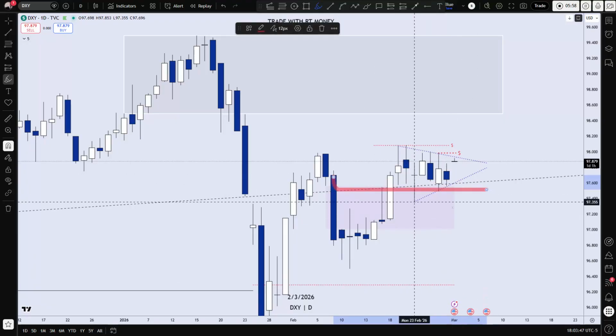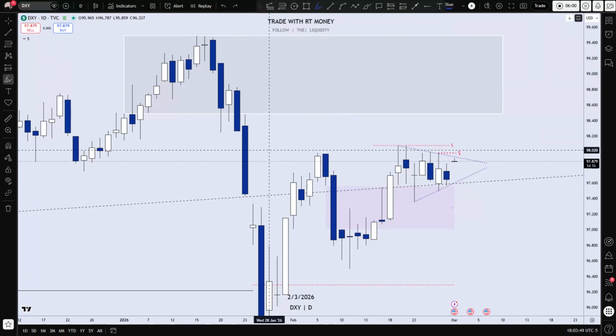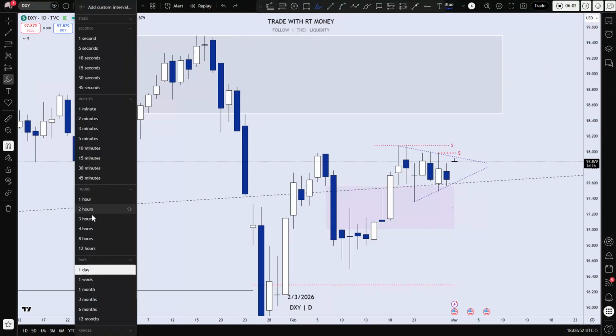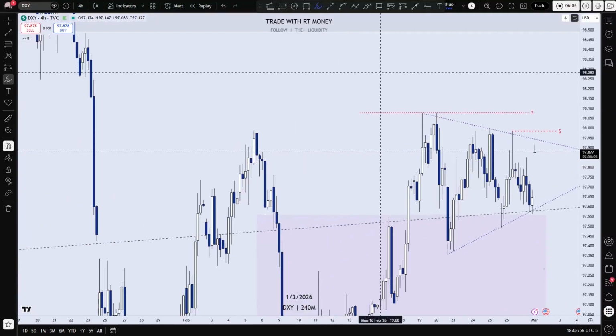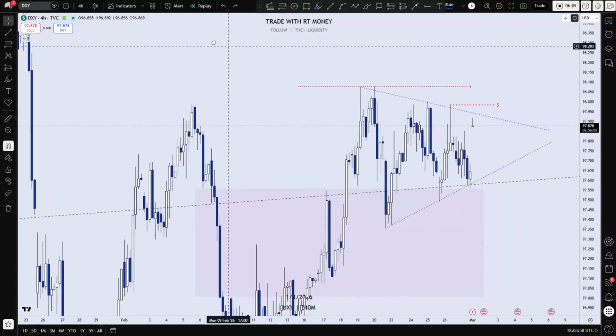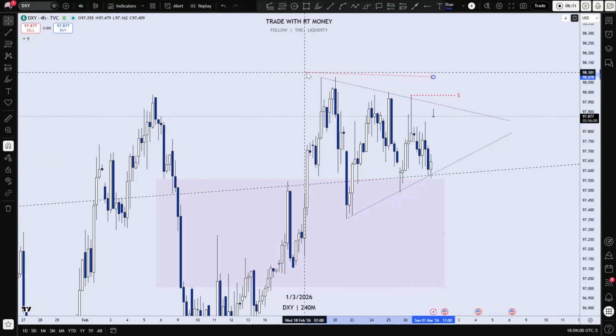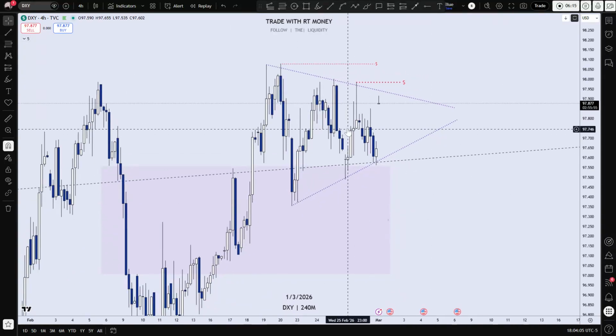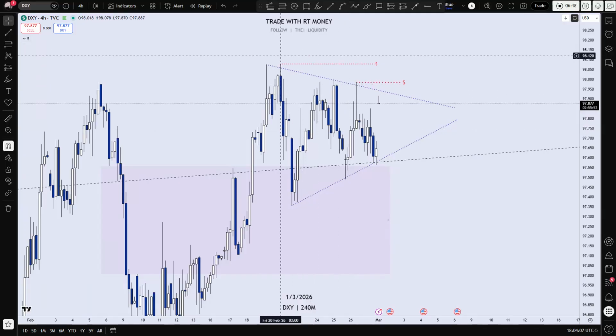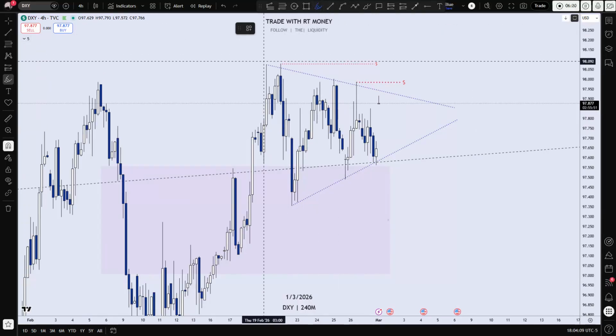And if we go down to the 4 hour, you can see, if I can clean this up a little bit, that we have a wedge pattern forming here. Right. And what does that mean?